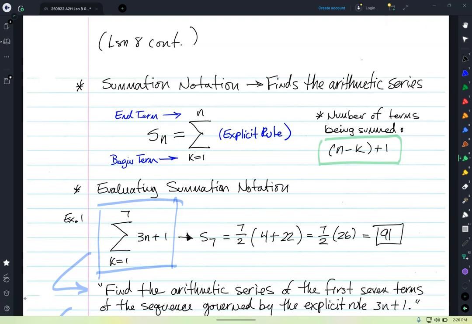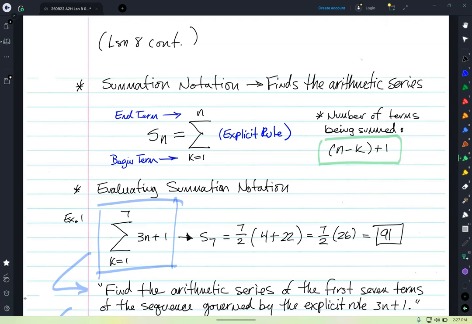Top limit minus bottom limit plus 1. That'll account for the actual counting of that bottom term, right? Think about it. If I want to go from 3 to 9, I want the third term, the fourth term, the fifth term, the sixth term, the seventh term, the eighth term, the ninth term. How many terms is that? 7. What's 9 minus 3? 6. Plus 1 is 7 terms.